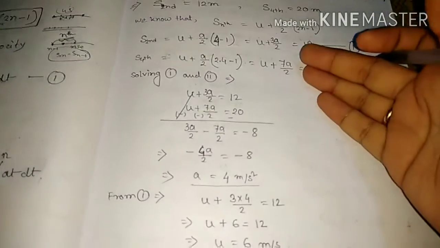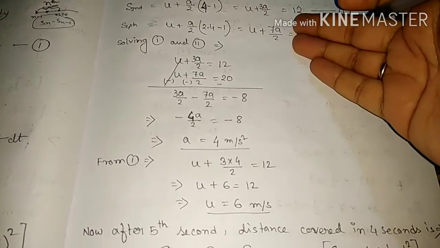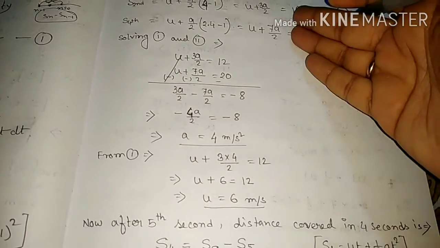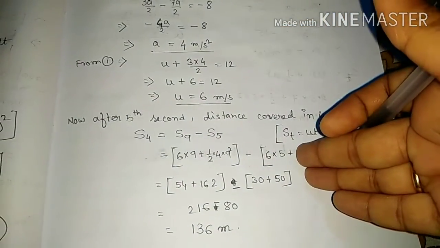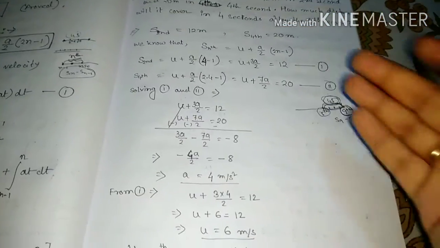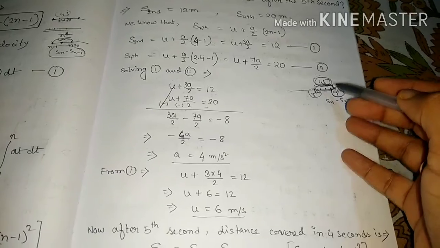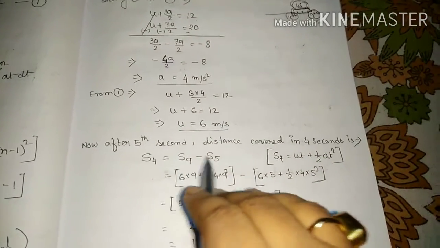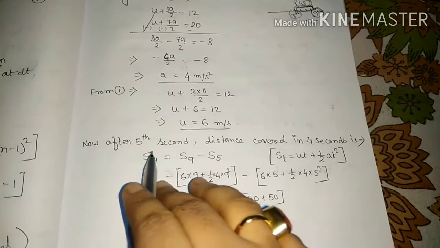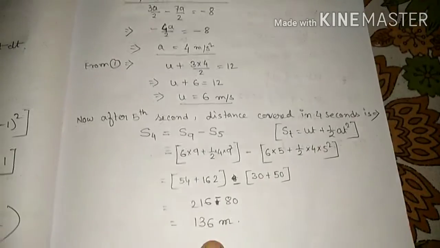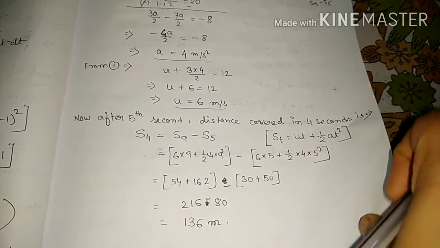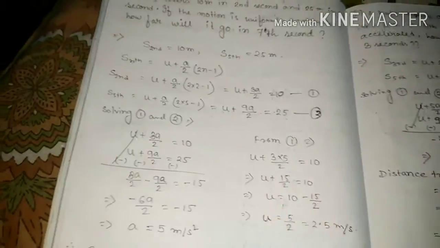First we use the fourth equation of motion to construct two equations. From solving those two equations, we get the values of u and a. Then we use the second equation of motion, and since after 4 seconds means the 9th second, S9 minus S5 gives us the distance covered in 4 seconds. So that is 136 meters. Understand?